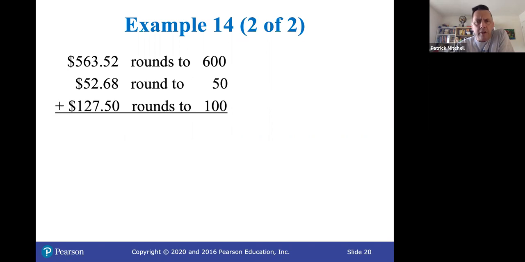Anytime that you have to do this in homework, it will give you guidance on how to round the numbers if they want you to do an estimate. All right, so the rounded numbers add up to $750. If the exact numbers add up to $743.70, those two are close together, so that seems like a reasonable answer.